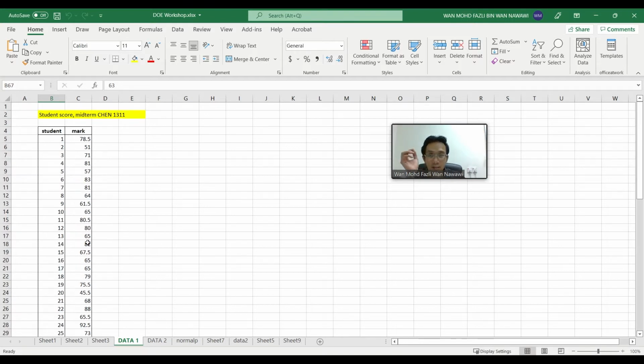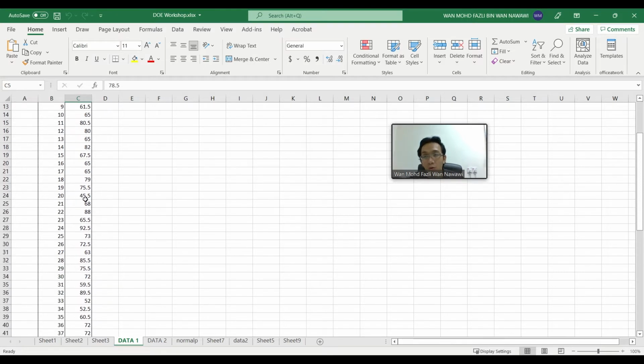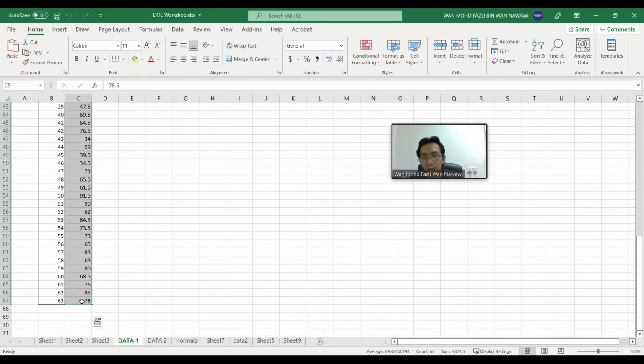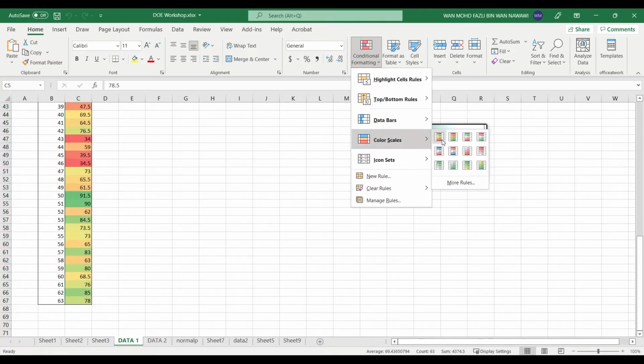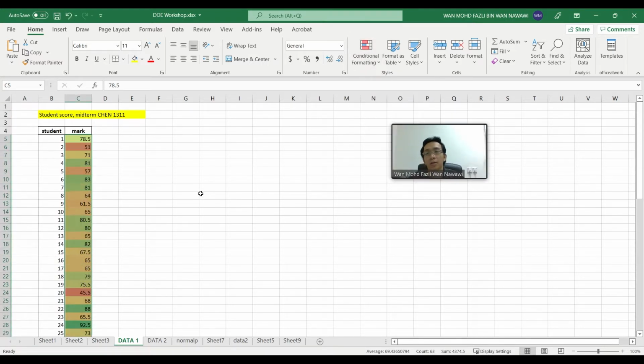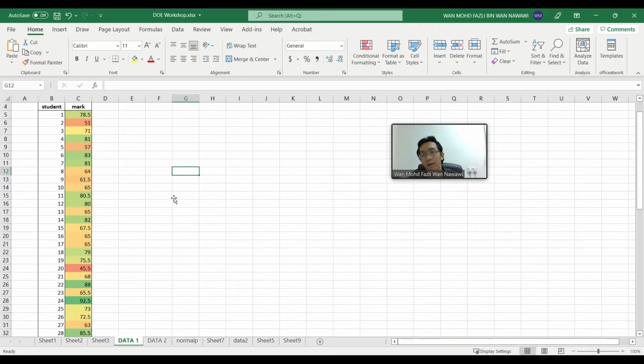From the onset, it's very difficult to see. It's quite scattered. In Excel, you can make a color code for this. You just select this, go to conditional formatting, and put a color. The color shows that red is bad and green is good. Red is a lower score, and green is a good score.